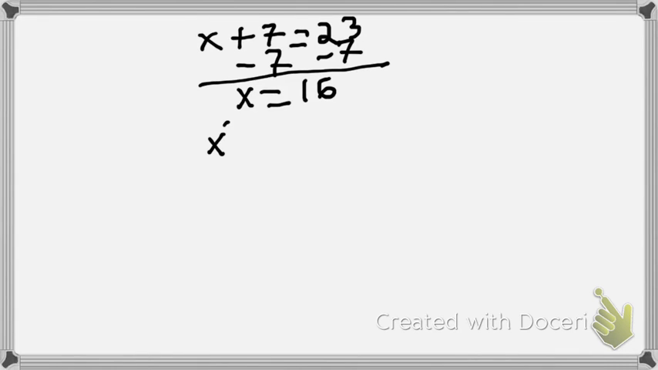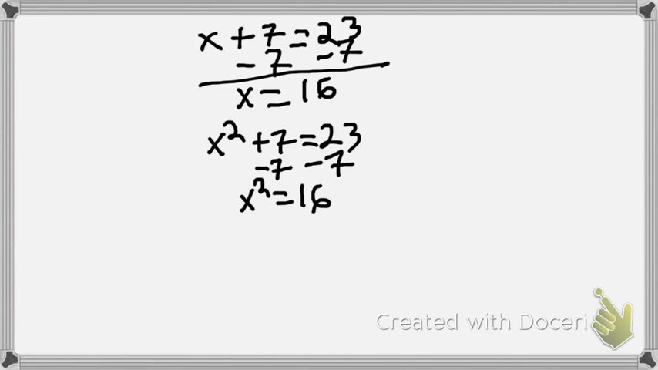And that's fine. Now if we have x squared plus 7 equals 23, we can still subtract 7 from both sides, and then we get x squared equals 16. Now notice here, and it's important to understand, the ultimate intent of algebra is to solve for our variable.